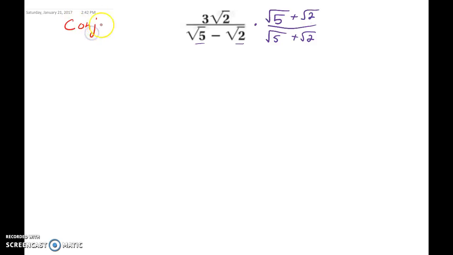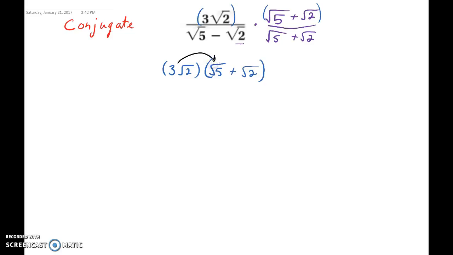We did this when we were dividing by imaginary numbers in our denominator. All right, so here we will then have to multiply our numerator, so we get the 3 times the square root of 2 times the square root of 5 plus the square root of 2. So we will distribute this in.